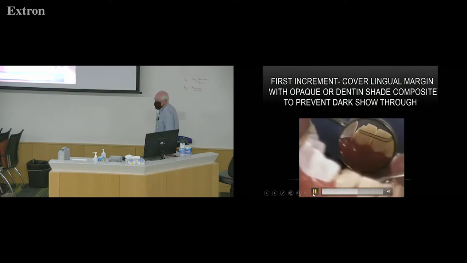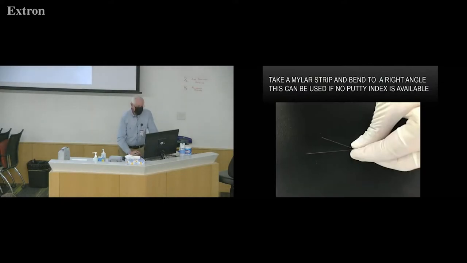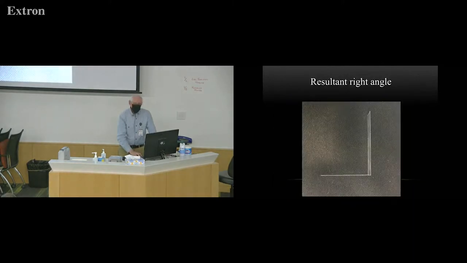Now, if you were using a matrix or an index, you'd do the same thing. You'd cover the margin and then push the matrix in to form the lingual. But if we don't have one, then I'm going to show you how to do it. So cover that margin. Then take a mylar strip and put a bend right in the middle of it, a right angle. So it looks like that.